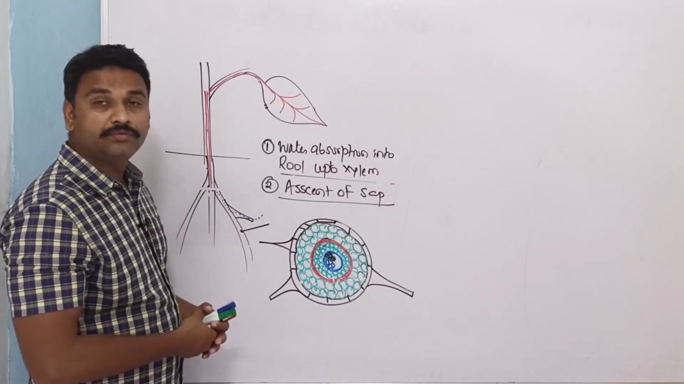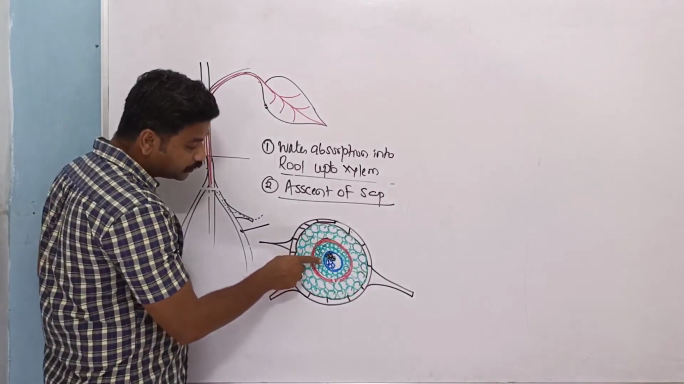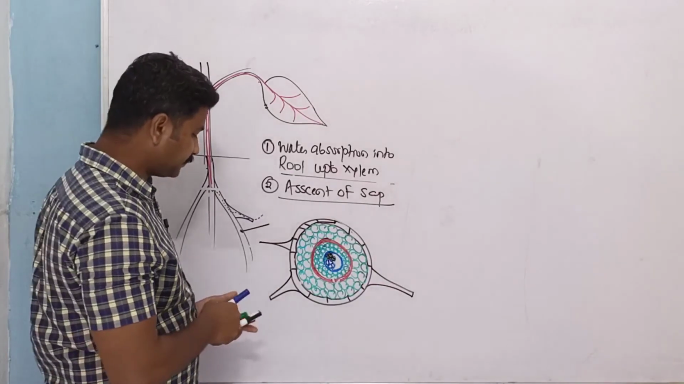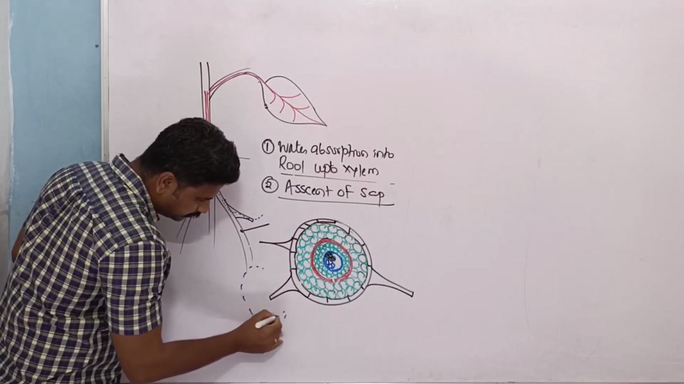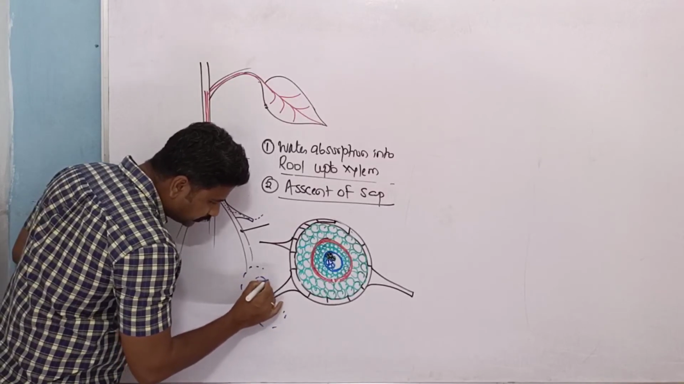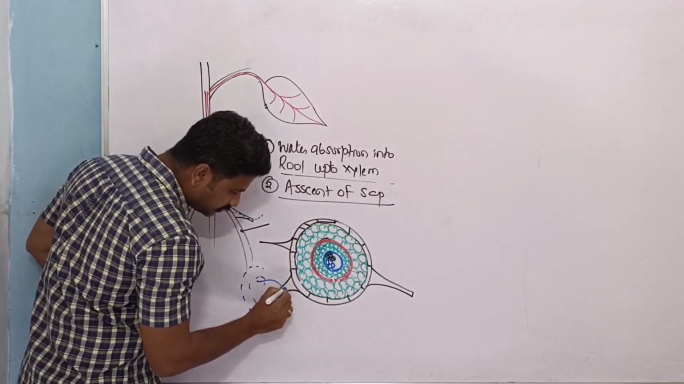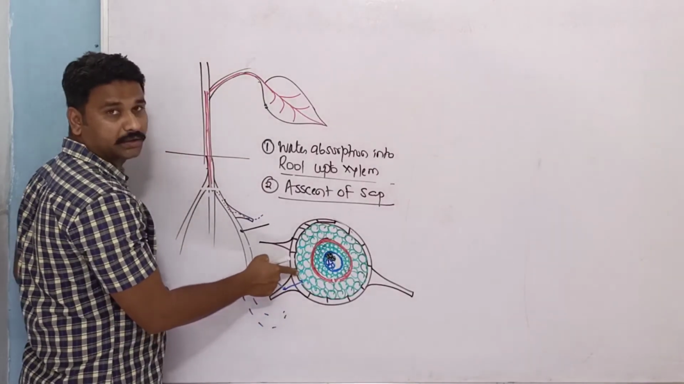Now we have to trace the path of water from root here up to the xylem. So the water will get absorbed from the surrounding soil into the root hair first, and then the water will cross this epidermal cell and will get into the cortex.